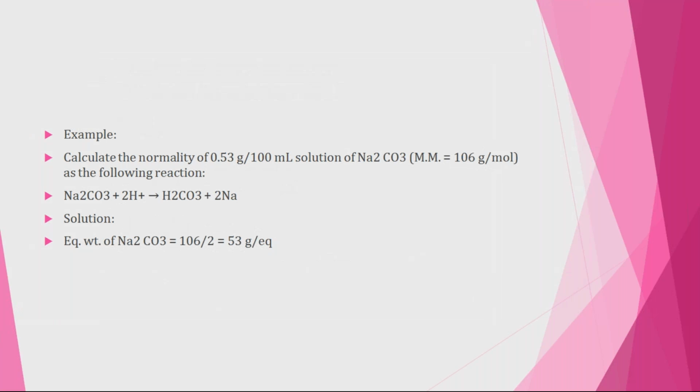So we have taken one example. Calculate the normality of 0.53 grams in 100 ml solution of sodium carbonate, and the reaction is sodium carbonate plus 2 moles of hydrogen will give you H2CO3.